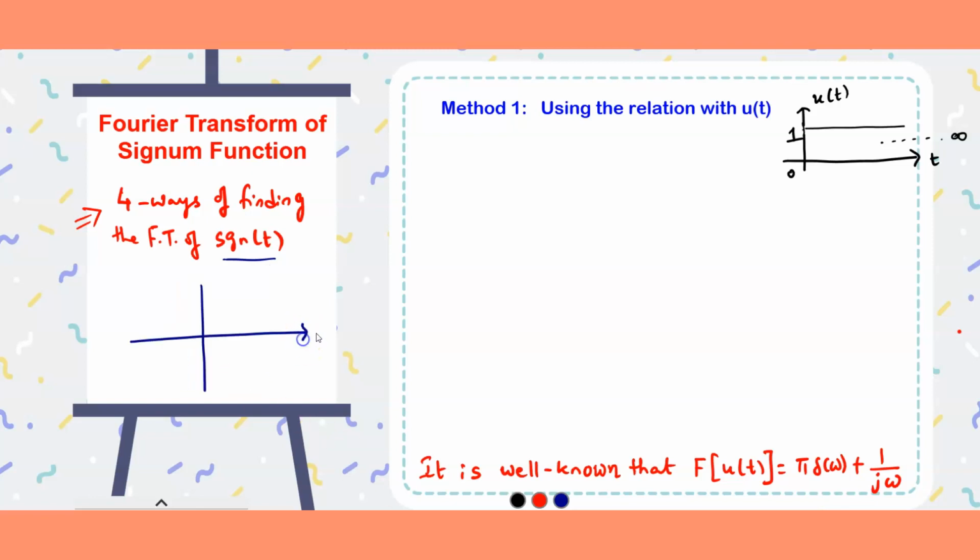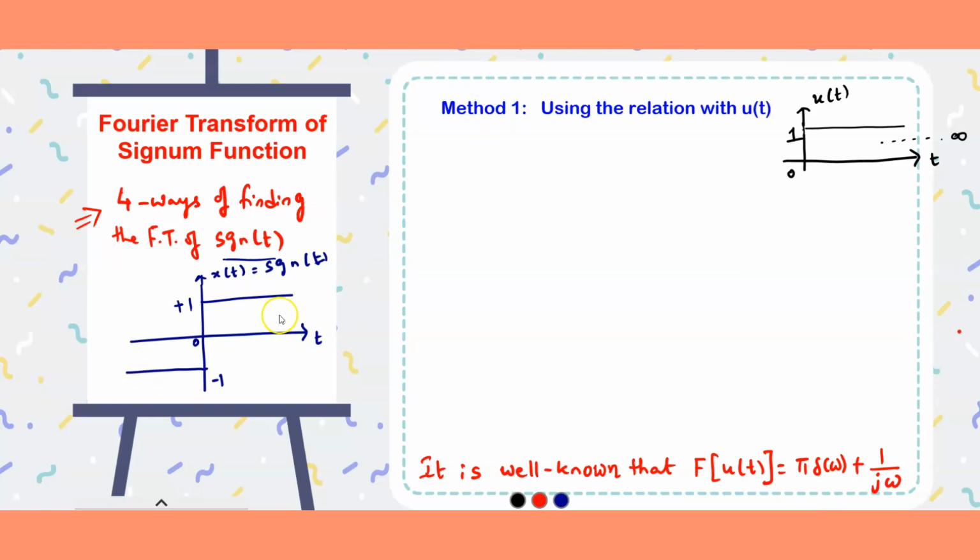So this is the time axis, the x-axis is the time axis, and for the positive time axis the value of signum of t is +1, and for the negative time the value is -1. This is t equal to 0, the origin, and this you can denote as x of t equal to signum of t. So this is how the signum function looks like. Basically it's a sign function. Sign means whether it is plus or minus.